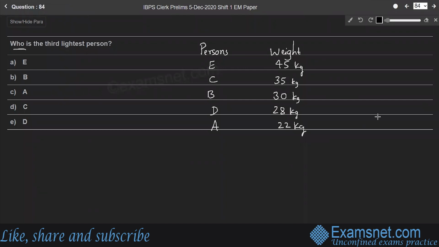Question 84. Who is the third lightest person? So students, in question number 83 itself, we have calculated the respective weights of respective persons, right? So E's weight is 45, C's weight is 35, B weighs 30, D weighs 28 and A weighs 22 kg. So from heavier to lighter according to their weight. So who is the third lightest person? So third lightest person is B. From lighter to heavier, third person is B. Therefore, option B is the right answer.